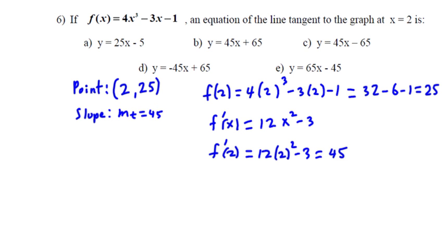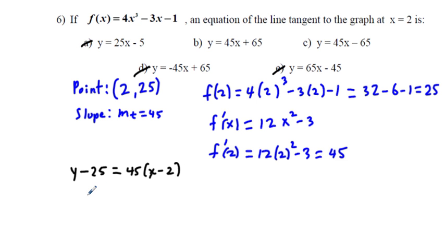And now, writing our equation, we're going to say y minus y sub 1, which is 25, equals our slope, which is 45. We're going to have x minus x sub 1, which is going to be 2. And already anything without a slope of 45 is gone. So A, D, E, gone.